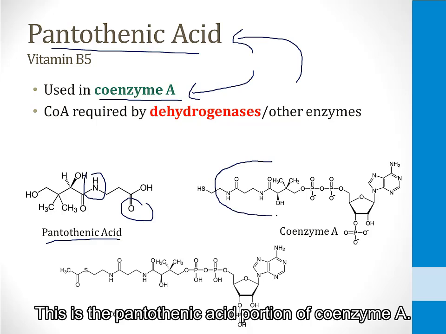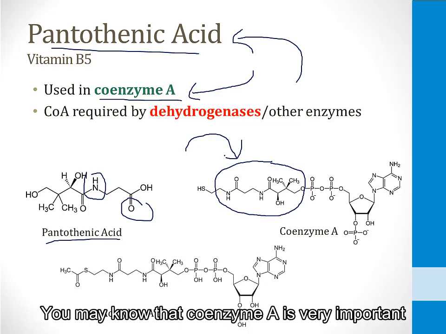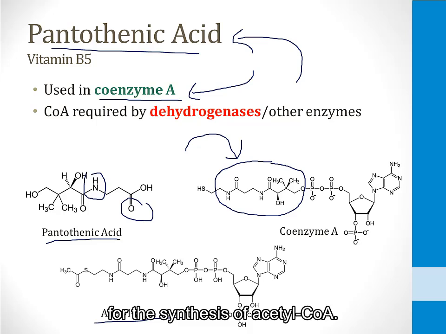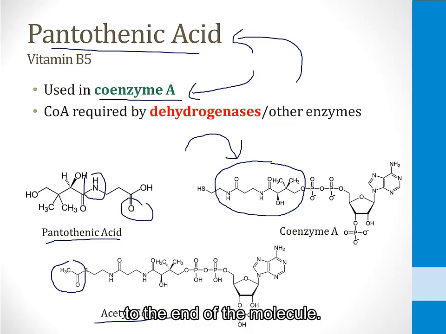This is the pantothenic acid portion of coenzyme A. The vitamin basically gets embedded into the molecule. You may know that coenzyme A is very important for the synthesis of acetyl-CoA. This is the structure of acetyl-CoA. It is coenzyme A with a group added to the end of the molecule.